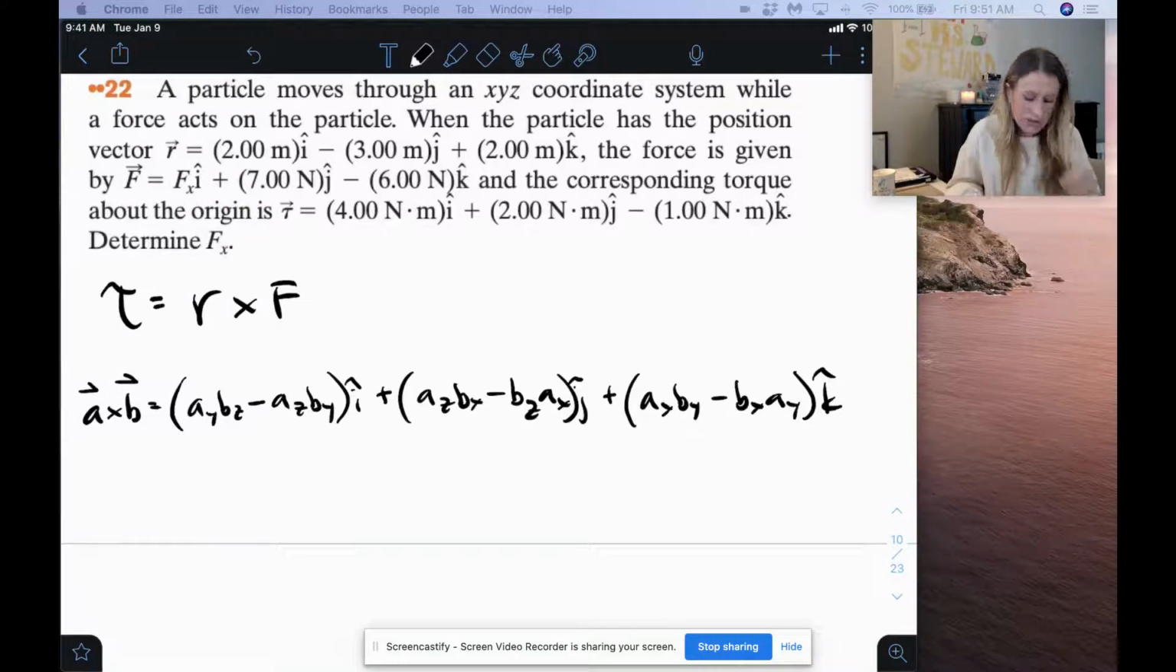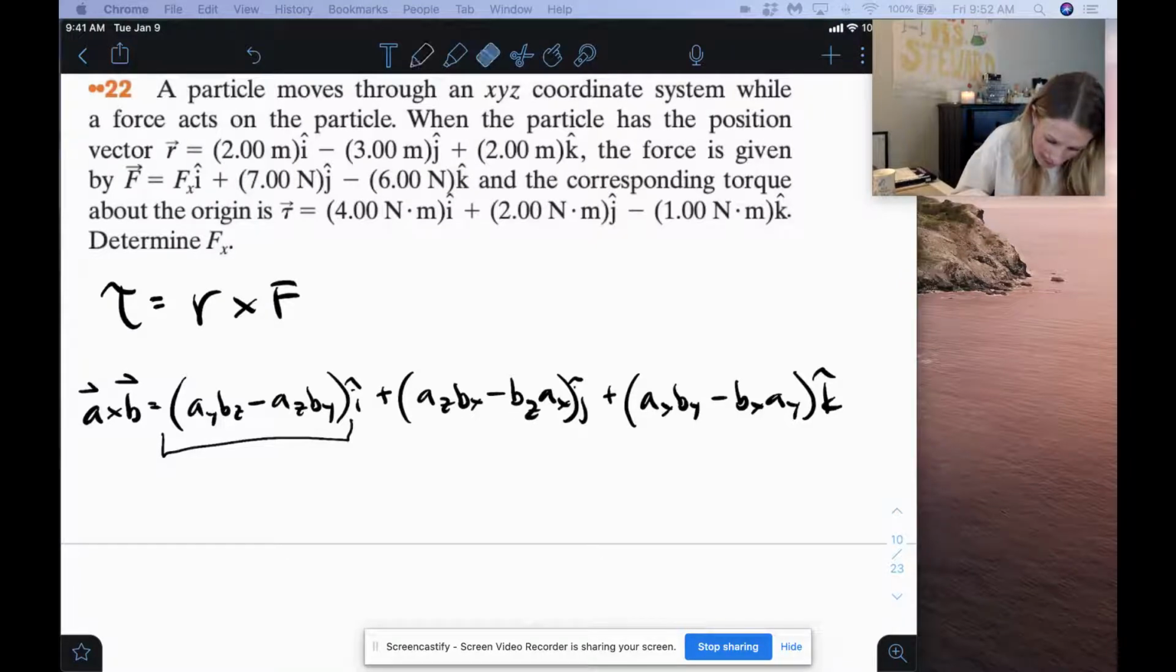Now, the deal here is that because R comes before F in our cross product equation, when we write the torque equation, it's always R cross F. It's not F cross R. The R vector is our A vector in this big equation here, and the F vector is our B vector. Now, this whole thing here will be the torque in the X direction, because we have this whole thing and then I hat, because that's the resultant in the X direction.